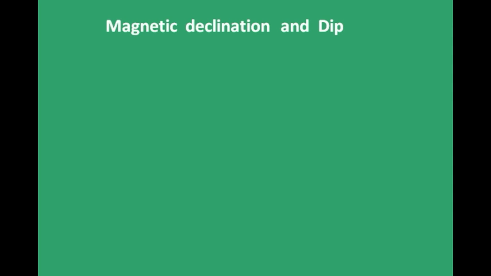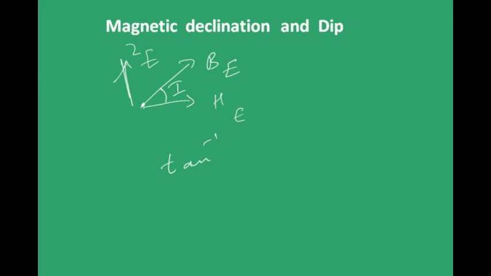Magnetic declination or simply declination. You know that Earth has a magnetic field, right? And it's not always parallel to the ground. It's not always horizontal. So say this is the magnetic field of Earth. I can resolve this into two components. One is the horizontal component and the other is some vertical component. And now this angle is known as dip, or I can write it as tan inverse of this vertical component by horizontal component of Earth's magnetic field. This is known as dip.